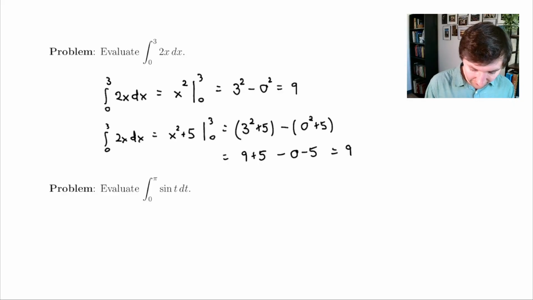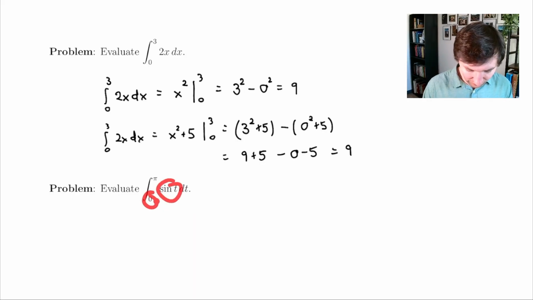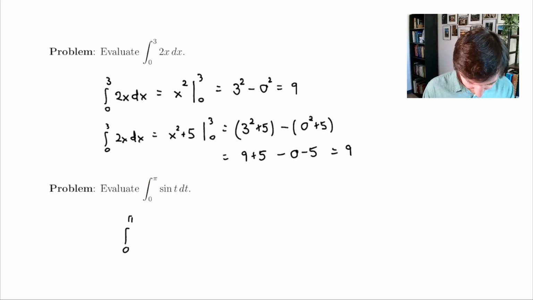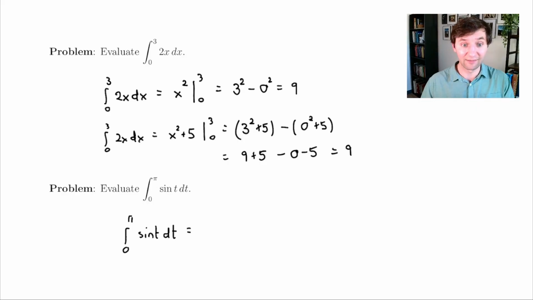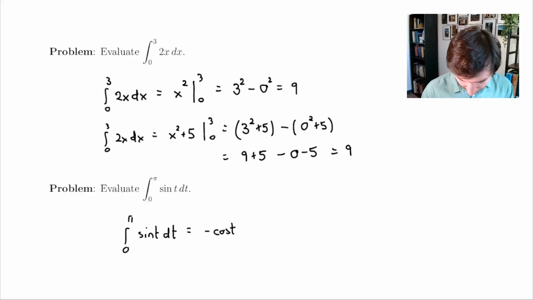To compute the next definite integral, I apply the fundamental theorem of calculus. The function sine of t is continuous between 0 and pi, and I get an integral from 0 to pi of sine of t dt. I find an antiderivative of sine is negative cosine of t, and I evaluate it between pi and 0.